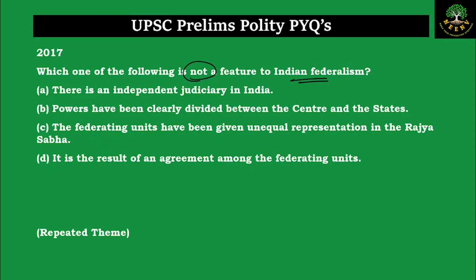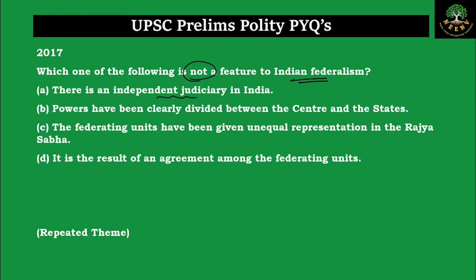There is an independent judiciary. Yes, the independent judiciary is very much necessary for the federalism, so that if any disputes arise between the center and the states, the independent judiciary can solve it. So it is actually a feature. Powers have been clearly divided between the center and the states. Yes, the powers have to be clearly defined and divided between the center and the states. We have the three lists: the central list, the state list, and the concurrent list, defining the powers and their respective subjects on which they can make the laws.